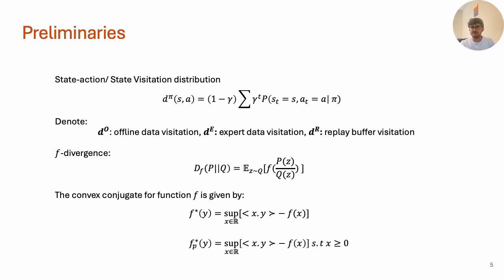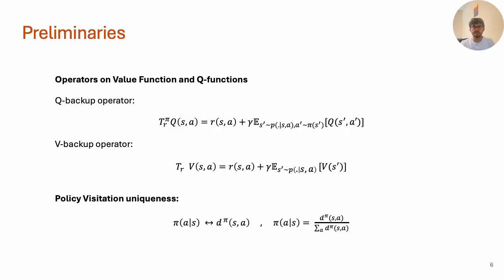Some preliminaries. The state action visitation is the discounted probability of reaching a particular state and action in the environment. We denote the offline data visitation by d^O, expert data visitation by d^E, and replay buffer visitation by d^R. The f-divergence is a measure of distance between two distributions, where f is a convex function and f star denotes the convex conjugate of function f. For ease of notation later in the talk, we denote the Q backup operator to be the reward plus expected next Q, and the V backup to be the reward plus expected next V.